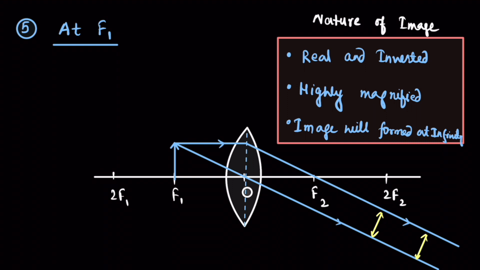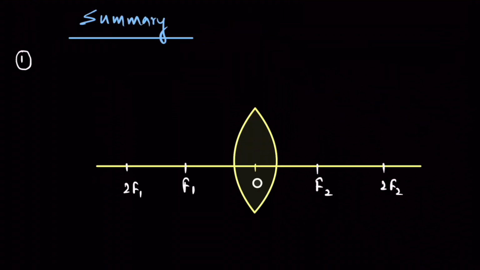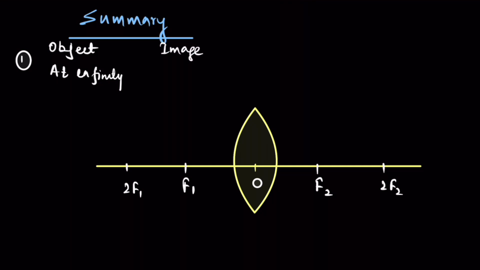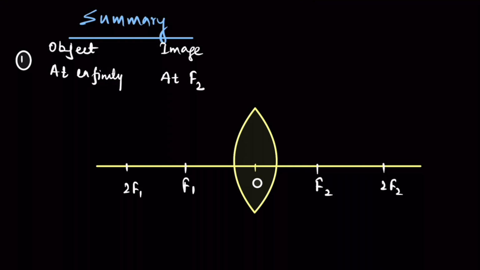So these are the first five image formations of a convex lens. Before we go to the sixth one, which is between f1 and O, I want to summarize these five image formations. So what happened? When the object is at infinity, then the image is formed at focus, which is at f2. Second, when the object is at f1, that time image is at infinity.